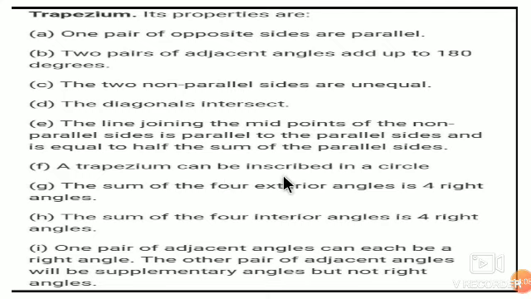A trapezium can be inscribed in a circle. The sum of the four exterior angles is 4 right angles. The sum of the four interior angles is 4 right angles. One pair of adjacent angles can each be a right angle. The other pair of adjacent angles will be supplementary angles but not right angles.